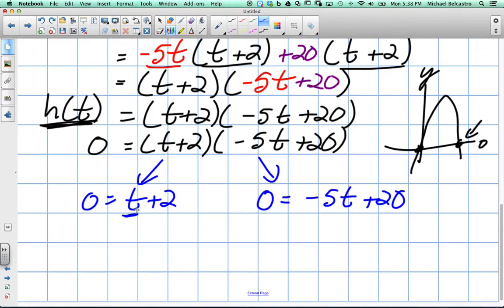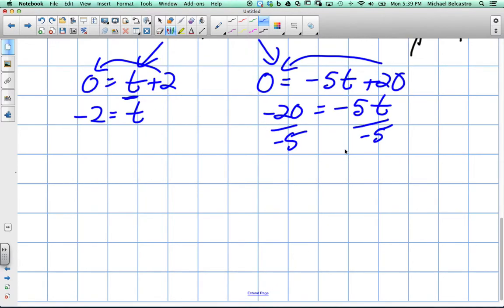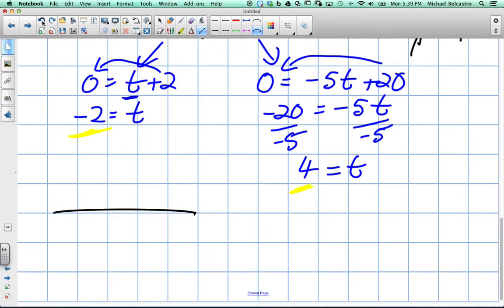Then we isolate for t. When I bring 2 over, it becomes negative 2, so negative 2 is equal to t. Here, I bring 20 over, I get negative 20 equals negative 5t. My t is not by itself yet, so I'm going to have to divide both sides by negative 5. And what that leaves me with is t is equal to 4. So what I just found are my two x-intercepts. That is the step you do after the factoring itself. So what we have here is negative 2 and 4.